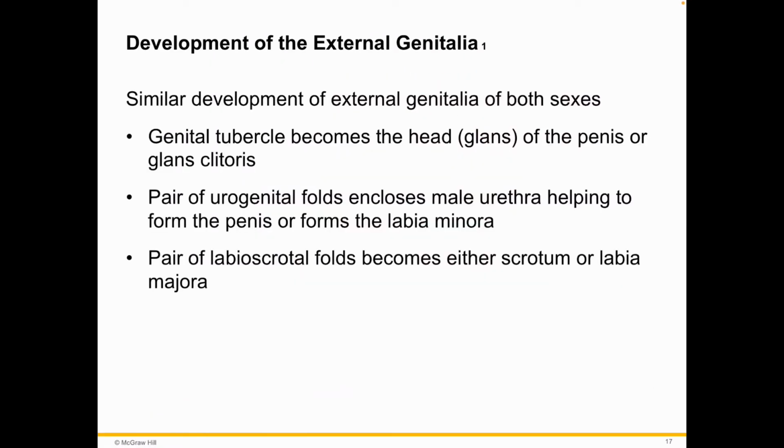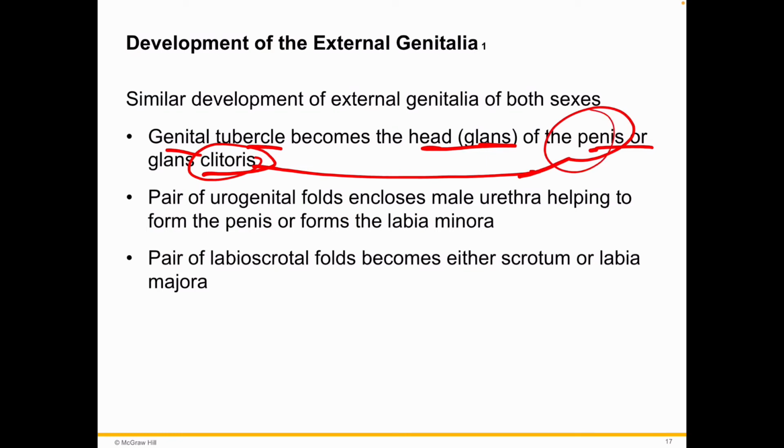There we are. Okay. So further development of the external genitals. As you can see, it's basically the same thing until about 2 months, and then testosterone turns on, and if you have the receptors for it, especially, then you will develop biologically male. So the genital tubercle is going to become the head of the penis. So the clitoris in females becomes the head of the penis in males.